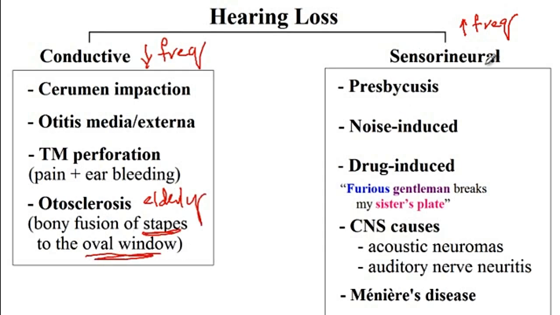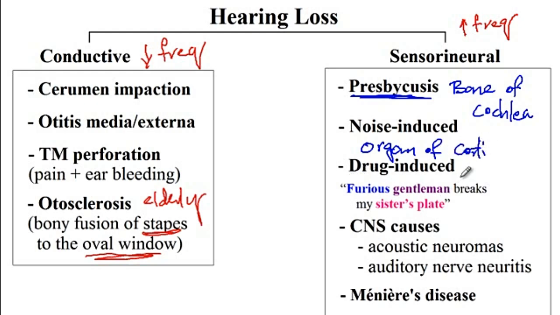And then we have sensorineural hearing loss, the most common cause of which in elderly patients is presbycusis. Presbycusis is due to the degeneration of the nerve fibers as well as sensory cells at the base of the cochlea. Noise-induced hearing loss is another example, which is due to damage to the hair cells in the organ of Corti.